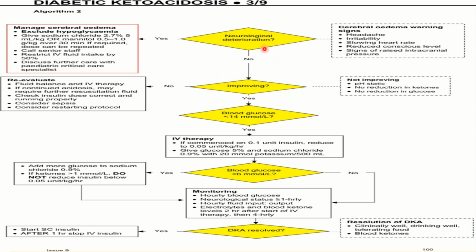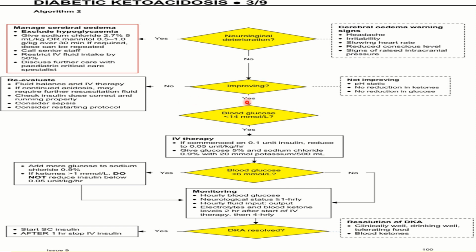Now, if the patient does not have the symptoms and he is improving, how do you know he is improving? The pH is static. Is the patient improving or not? If the pH is static, if there is no reduction in ketones, no reduction in glucose, that means the patient is not improving. These are the signs. So if the patient is not improving, you have to re-evaluate. Am I giving the correct fluid? Am I giving the correct amount of insulin? Is there any acidosis? Is it sepsis? So I will restart the protocol.